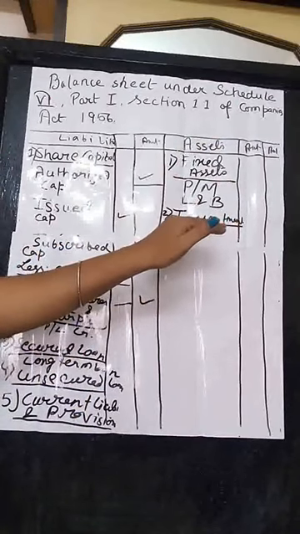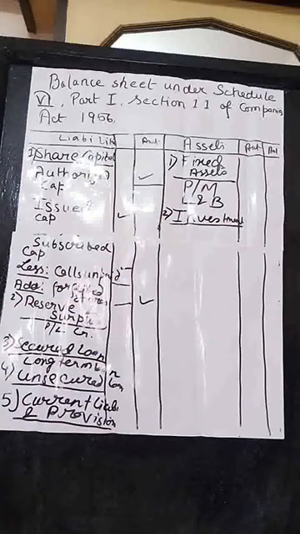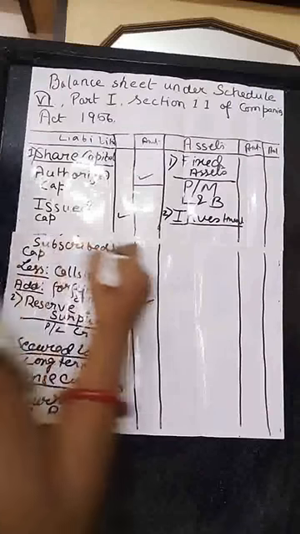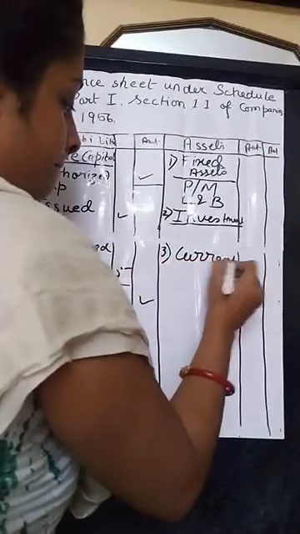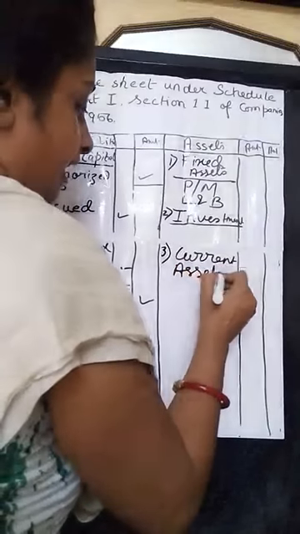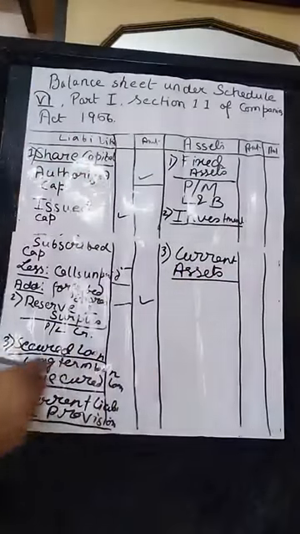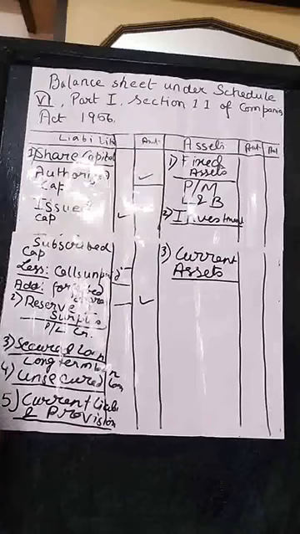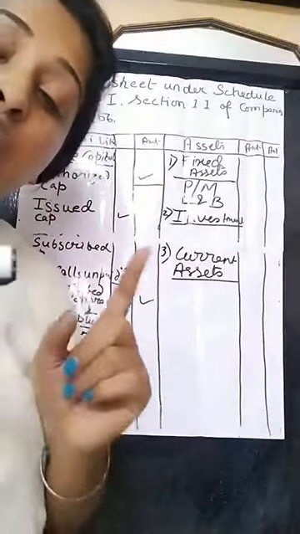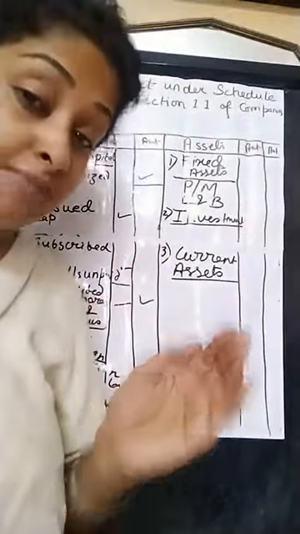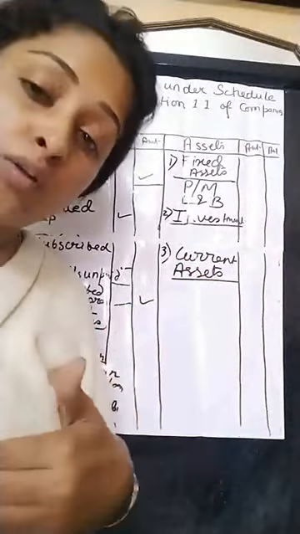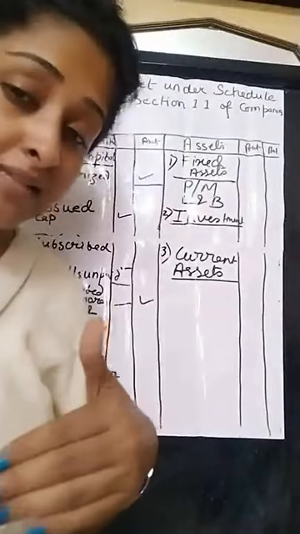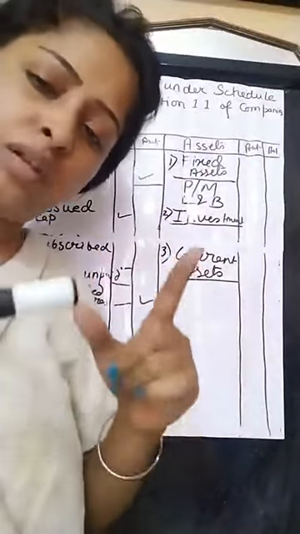After investment, the next heading which is going to come is current assets. Number 3 will be current assets. Now, what are the current assets? You know very well that those assets which can be easily converted into cash within a very short period of time, say 1 accounting year, are called current assets. They can be sold within 1 year and money can be realized. So those are called current assets or liquid assets.